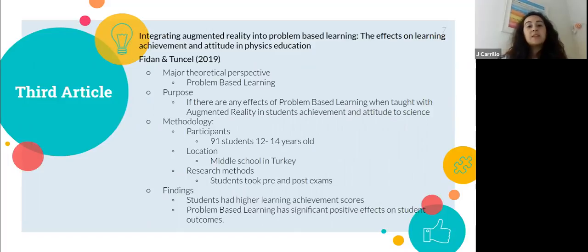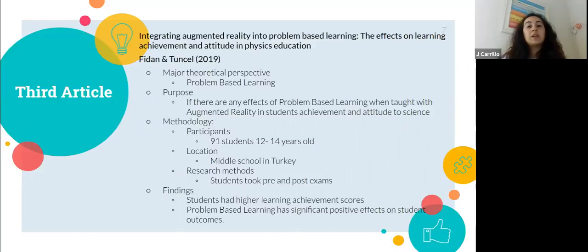The purpose of this study is they wanted to see if there's any effects on problem-based learning when taught with augmented reality, and looking at the students' achievement and attitudes towards science. The methodologies were that there were 91 students that were 12 through 14 years old that participated. This would be 3 classes of 7th graders that they were working with, and about 50 of those students were male, and 41 of those students were female.